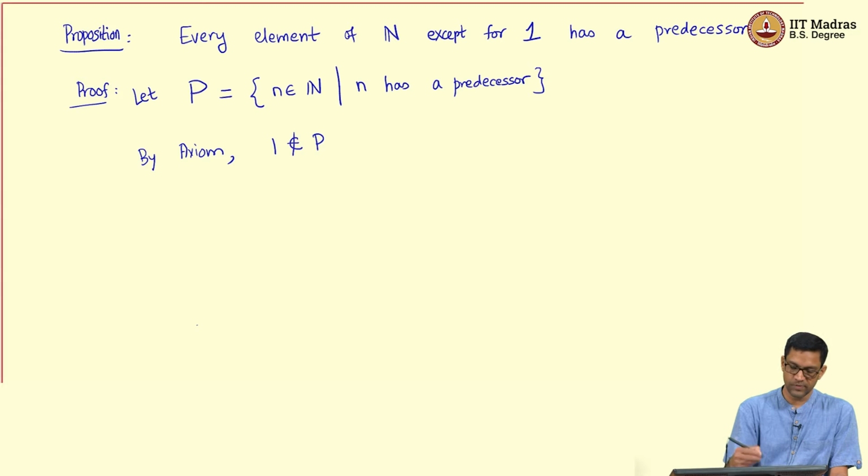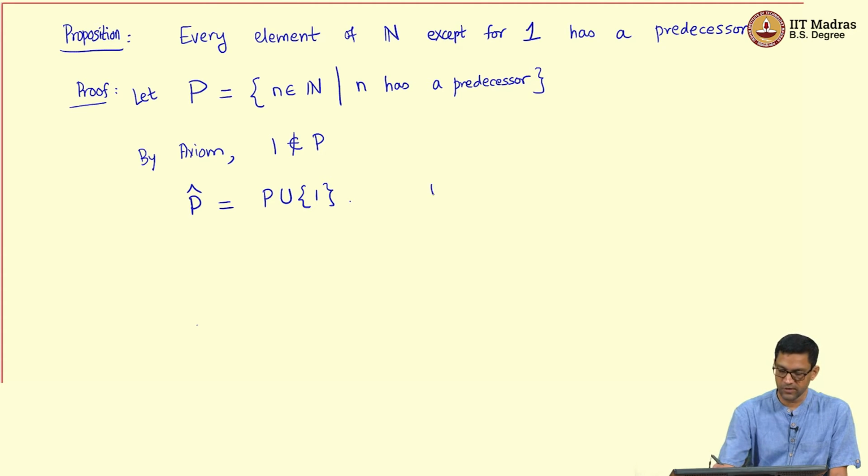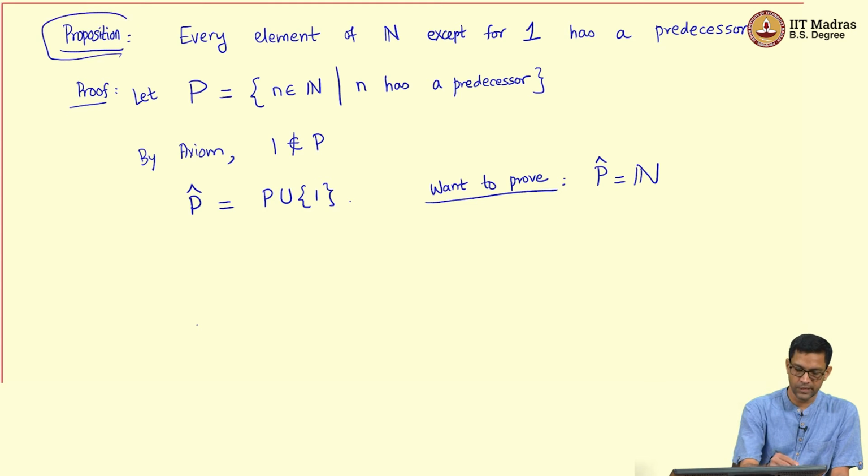Okay, so what we will do is we will throw that also in. So let us define a larger set, we will call it P hat, to be P along with this extra element 1. Okay, so I have defined this new set, and now what I want to prove is that P hat is the entire set of natural numbers. That P hat is everything. Okay, that is exactly the same as what we need to prove in the proposition.